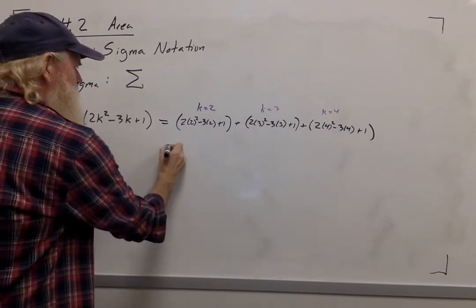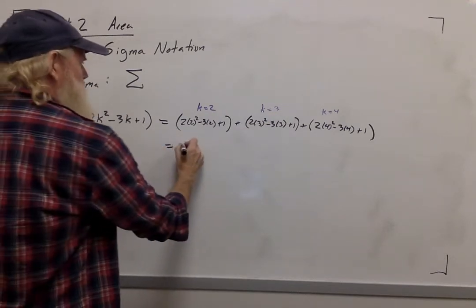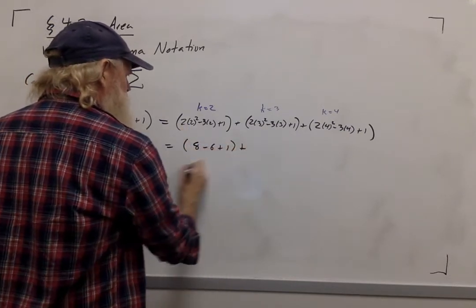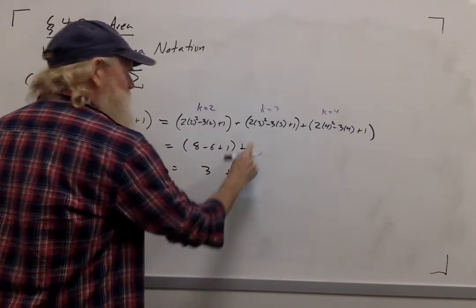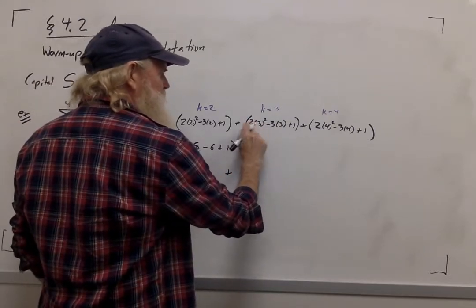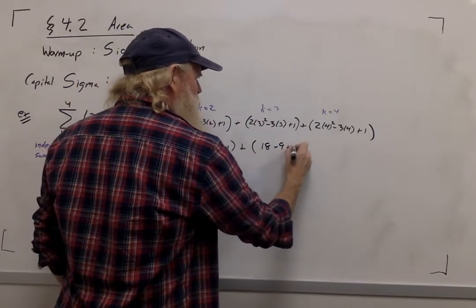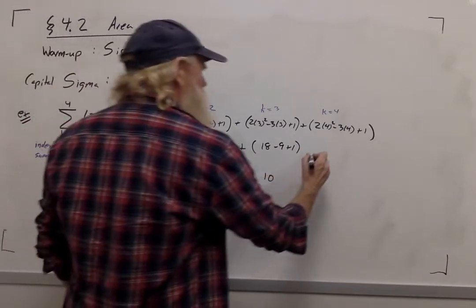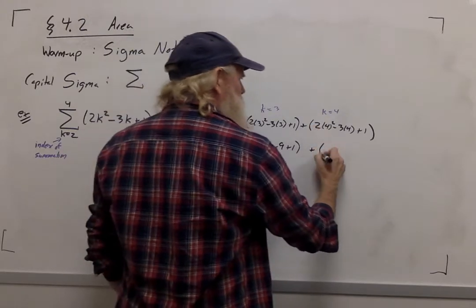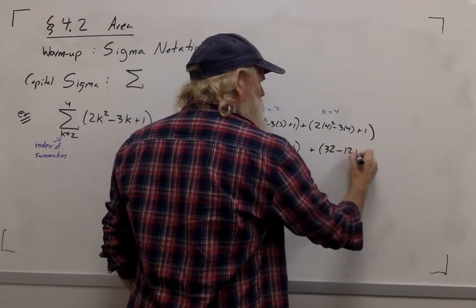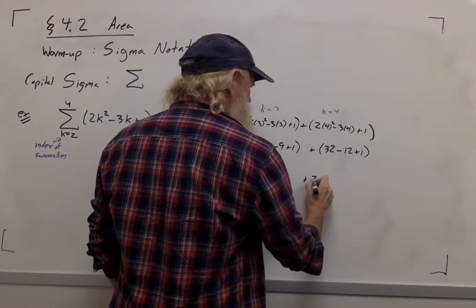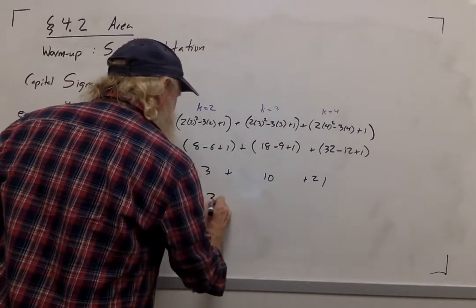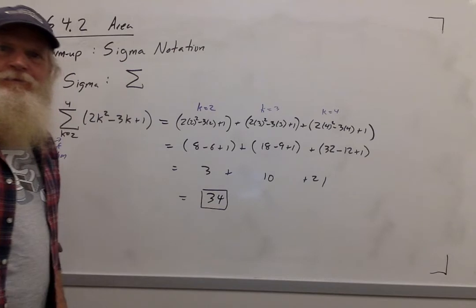Let's simplify each one of those. In the first one, I have 8 minus 6 plus 1, which is 3. In the second, I have 18 minus 9 plus 1, which is 10. And in the third one, I have 16 times 2 is 32 minus 12 plus 1, which is 21. And then 3 plus 10 plus 21 is 34.